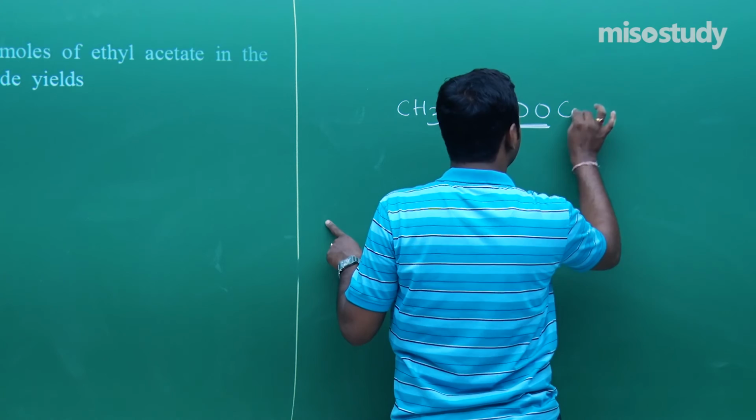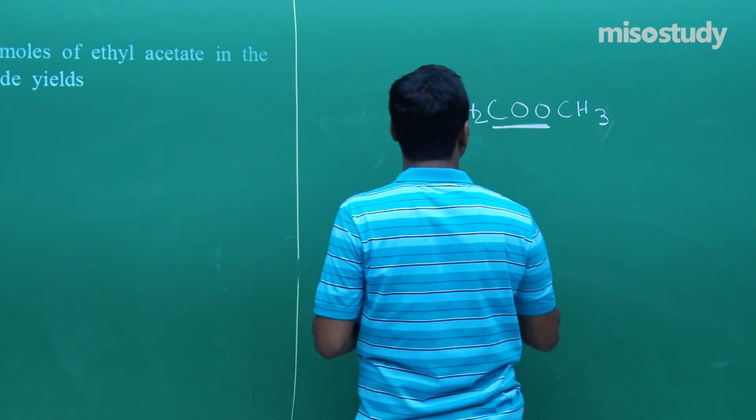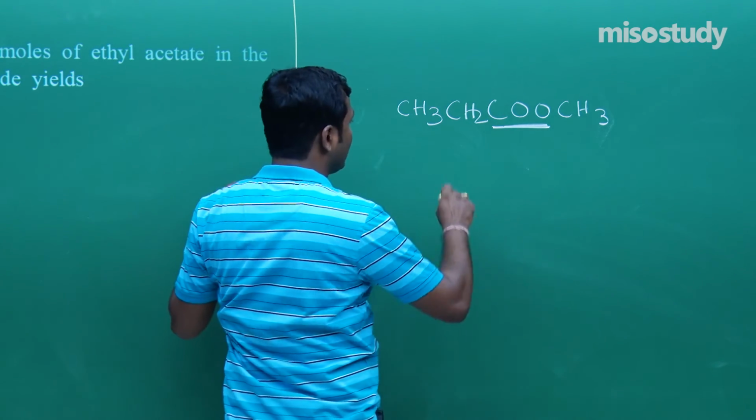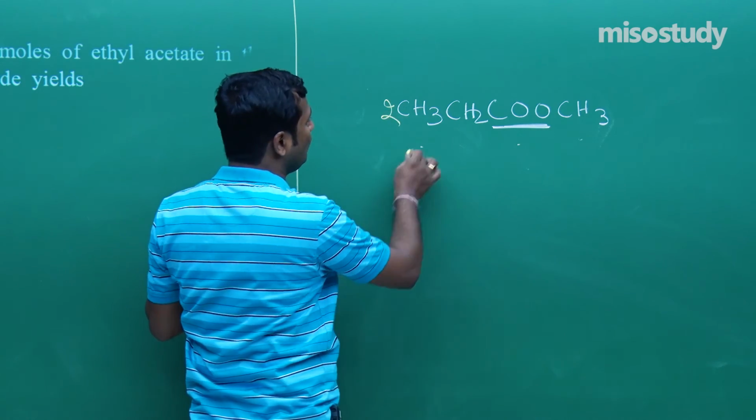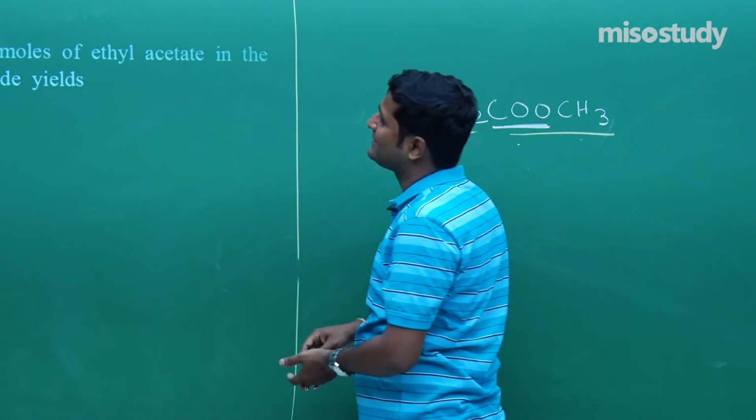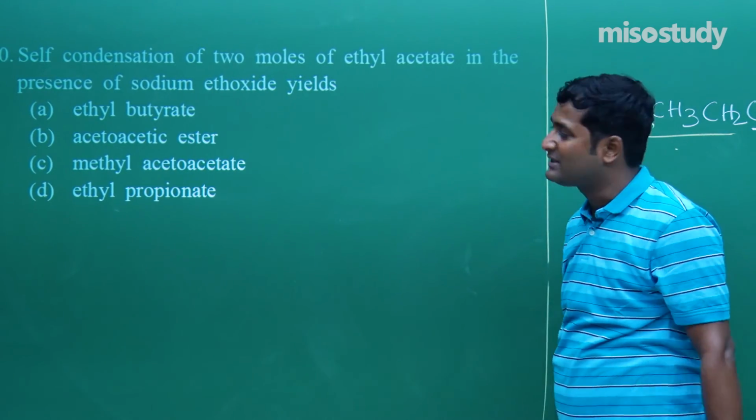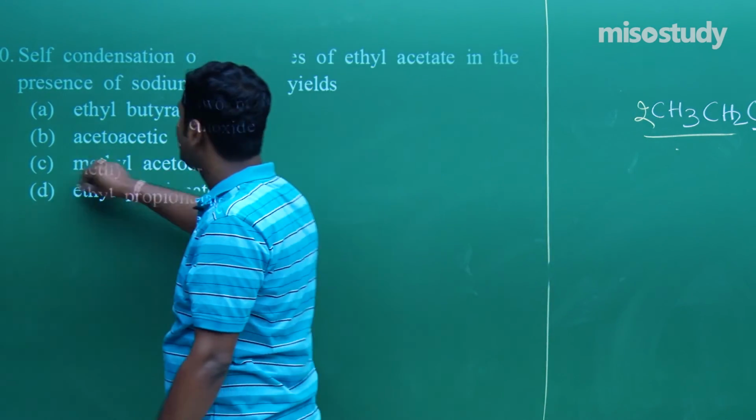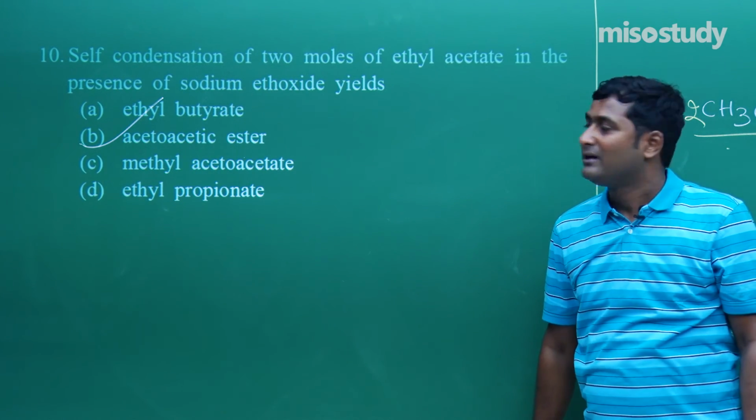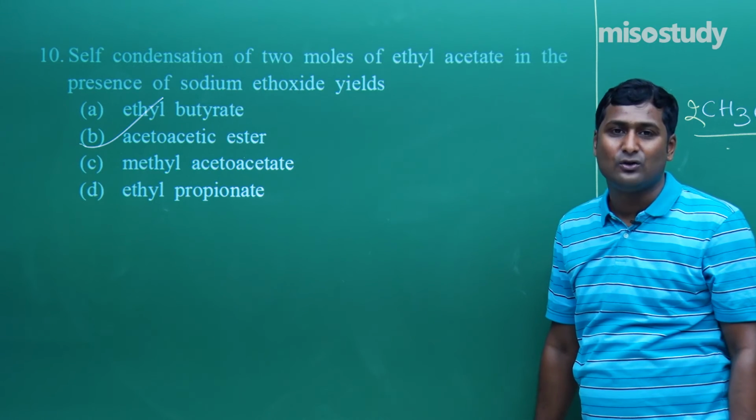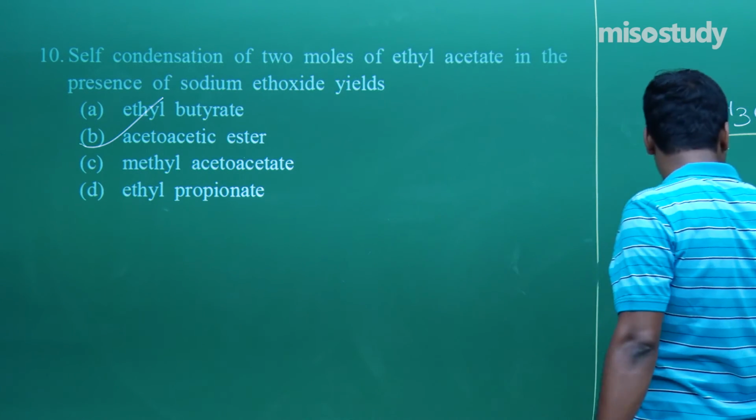Now, that is ethyl acetate. Sorry, not C2H5, CH3COOCH3. 2 moles of ethyl acetate in presence of sodium ethoxide gives you acetoacetic ester. Clear to you? What I'm telling you, it gives acetoacetic ester. I think now you can easily solve such questions.